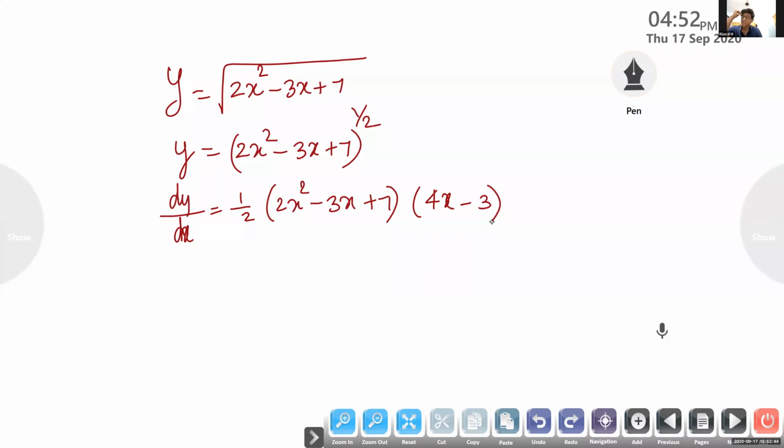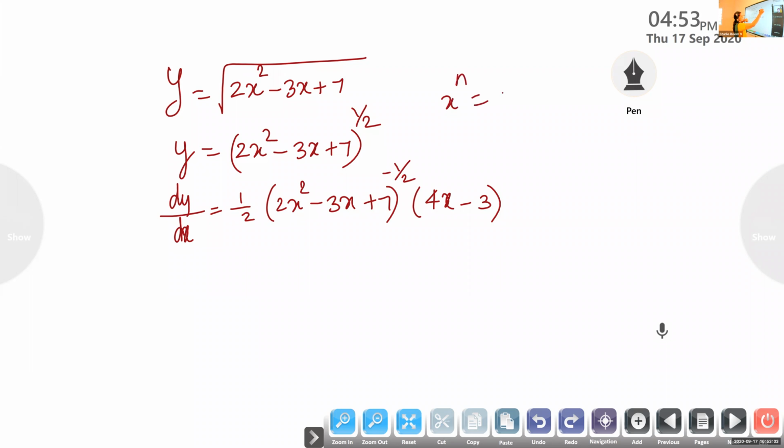Raised to minus 1 by 2. Michael, do you note this one? The power we have to reduce by 1. Okay? We have to reduce the power. That one is missing here.